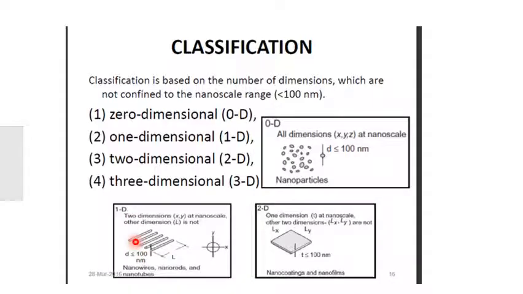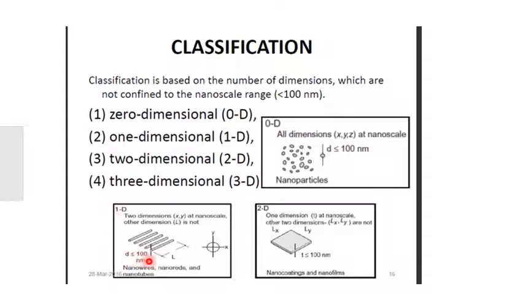One-dimensional materials are like fibers, nanofibers, nanorods. Nanorod or nanofiber diameter is in the nanoscale range, but their length is not in the nanoscale. Length is greater than 100 nanometer, so one dimension is outside the nanoscale. That is why these types of materials are known as one-dimensional materials.